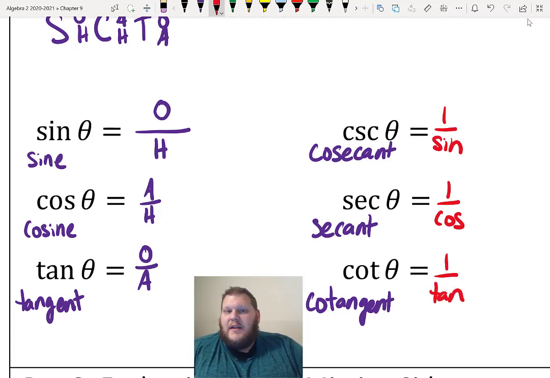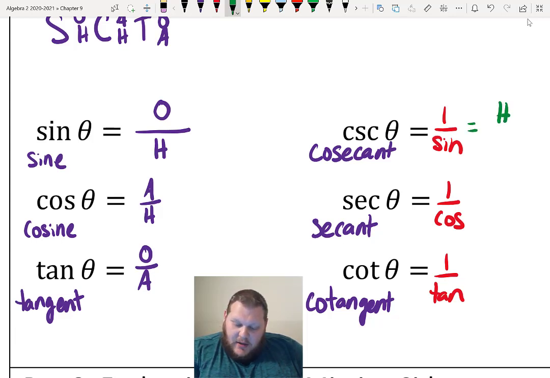So that's why they're called the inverse, or sometimes the reciprocal functions. So we've got my regular trig functions and then my reciprocal trig functions, because they're literally just the reciprocal of my original 3. So if cosecant is 1 over sine, which is just the flipped over version of sine, it becomes hypotenuse over opposite instead of opposite over hypotenuse.